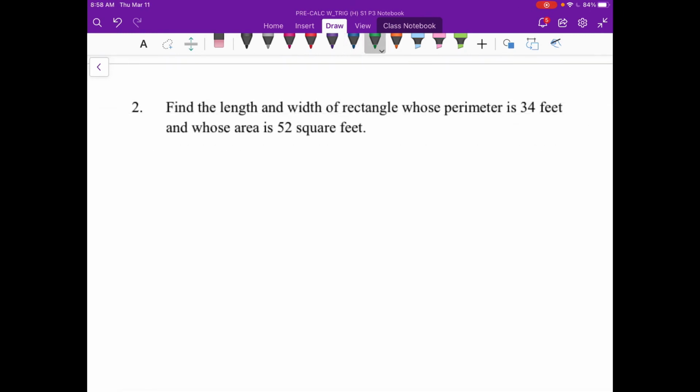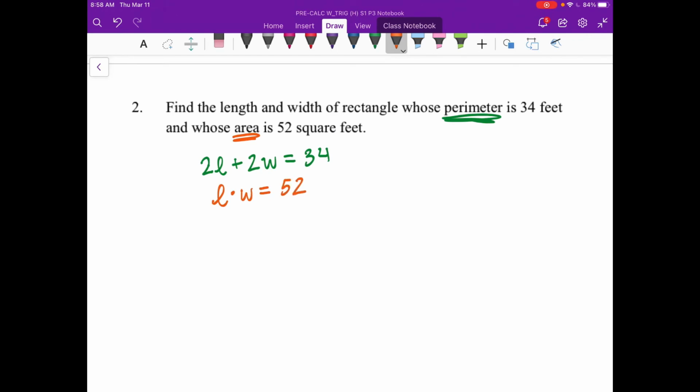So it says, find the length and width of a rectangle whose perimeter is 34 feet and whose area is 52 square feet. So thinking about how you find the perimeter of a rectangle, perimeter is going to be twice the length plus twice the width, and this is going to equal 34. Okay. My second equation is going to be about the area, and the area of a rectangle is length times width, and that's going to equal 52.